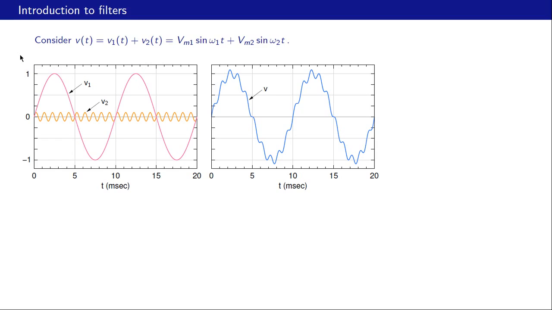Alright, so let's take this simple example where we have V of t as a sum of two components, V1 and V2. Each of them is a sinusoid. V1 is Vm1 sine omega 1t, V2 is Vm2 sine omega 2t. This is our V1, it has a lower frequency, and this is our V2. So V of t, which is the sum of these two waveforms, looks like this. And now what we want to do is to pass this resulting waveform through a filter and see what we get at the output of the filter.